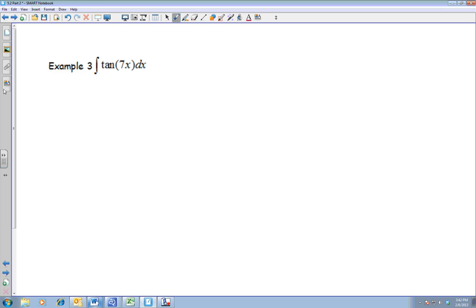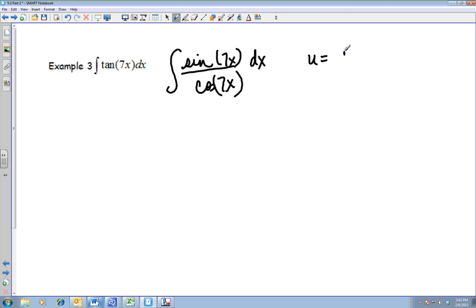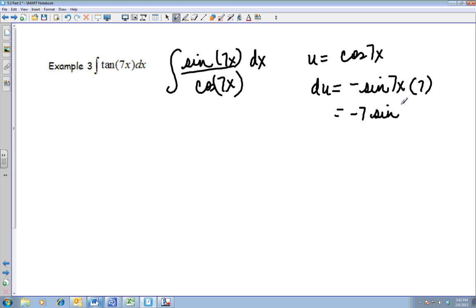Example 3, integrate tangent 7x dx. Okay, so first of all, it involves tangent. So anytime it involves tangent, I know I need to rewrite it as sine 7x over cosine 7x. Okay, so my u is cosine 7x. The derivative of cosine x, we already said, was negative sine 7x. But then this is kind of like that peanut M&M, I'm sorry, the M&M. This is the chain rule. So the derivative of cosine 7x is negative sine 7x times the derivative of my u, so times 7. So really that's negative 7 sine 7x.